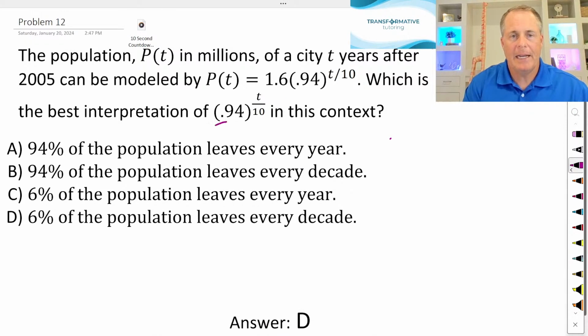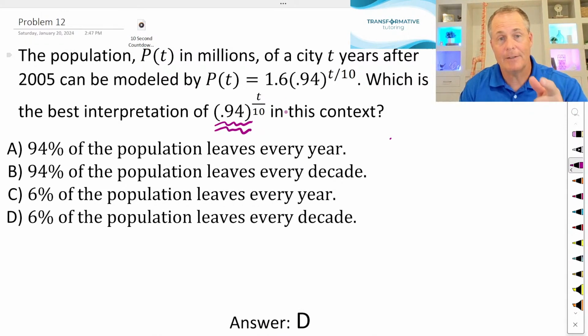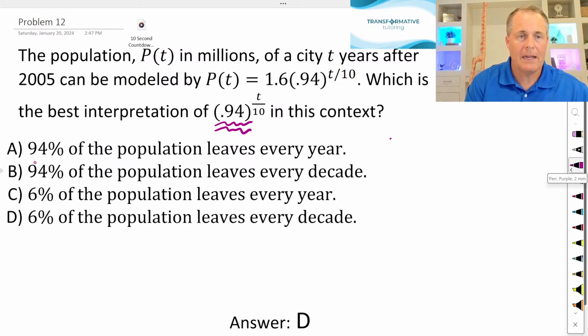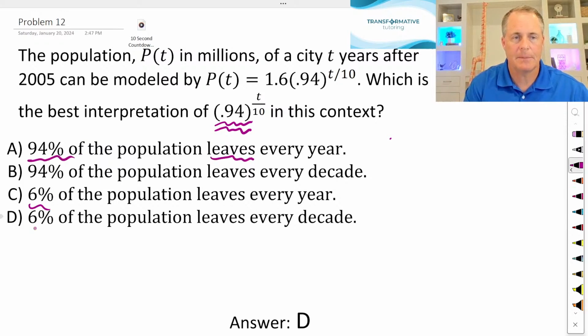I see the 0.96, or the 0.94. That tells me I took this test and got a 94, which means I missed 6%. So we're not going to have 94% of the population leaving. We're only going to have 6% of the population leaving. So those are out. It does say it's got this t over 10, and it says t years after.